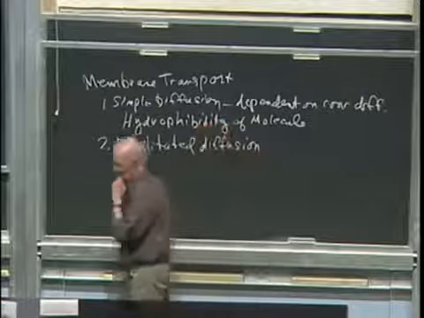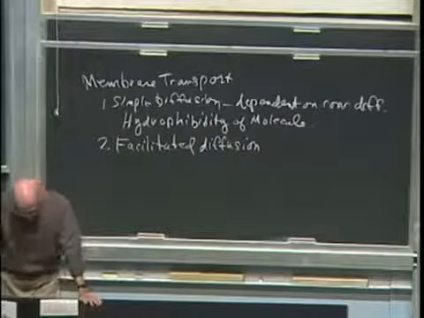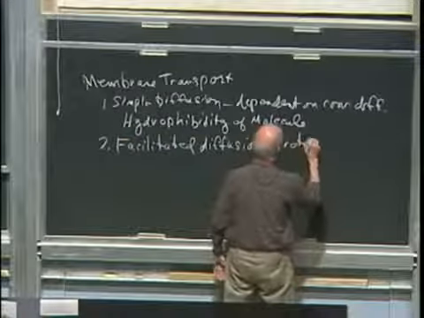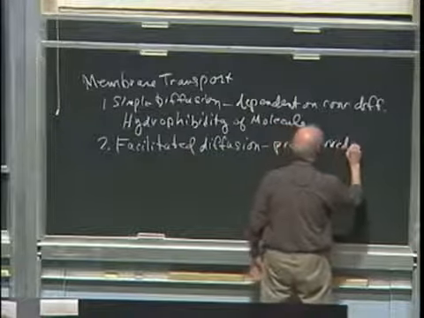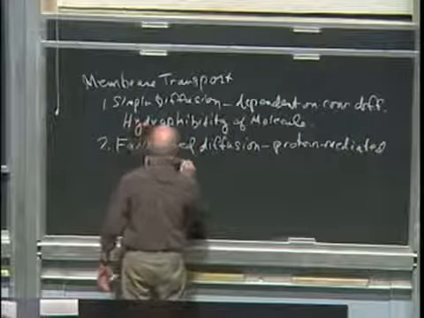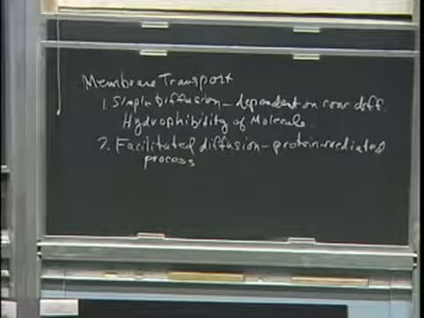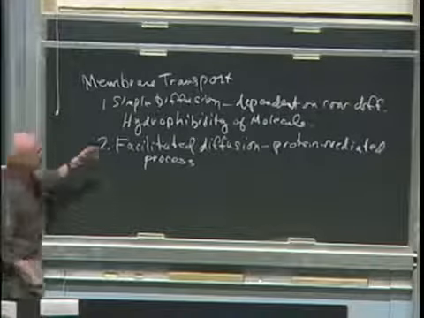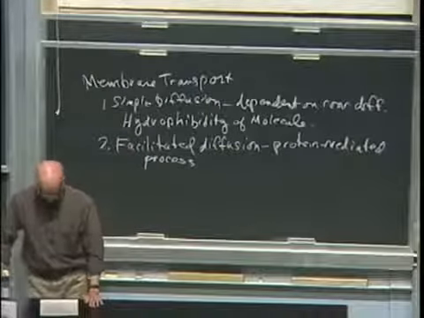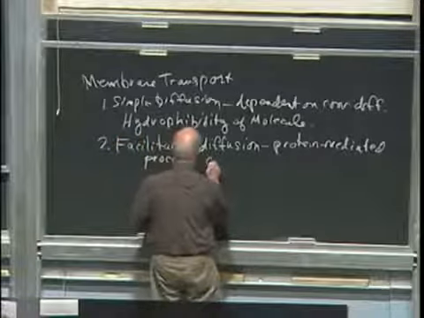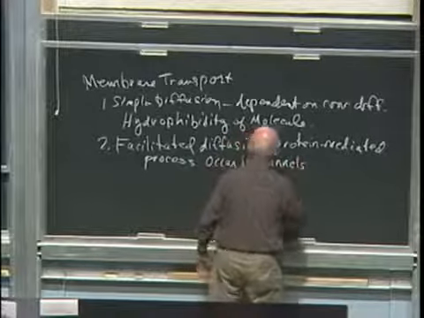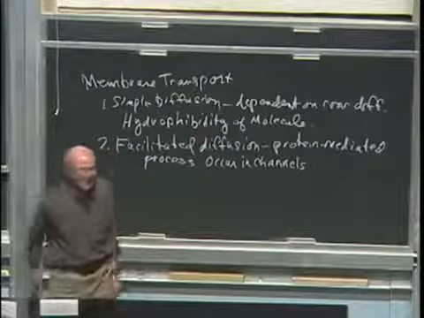Facilitated diffusion. What does this mean? What's facilitating it? Protein. It's a protein-mediated process. That means there are proteins in the membrane that are making the transport of a molecule across that membrane possible. The proteins can occur in channels, or they can occur as a carrier.